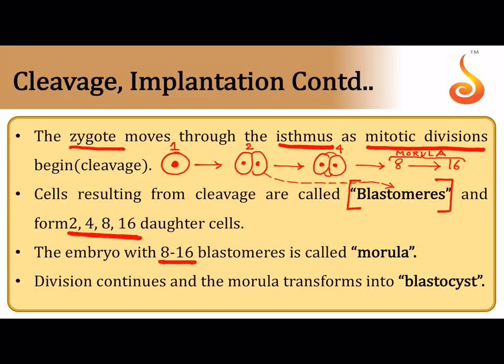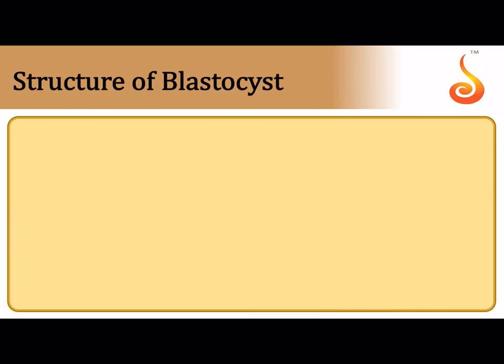Now we had learnt the embryo which has now reached the uterine cavity, which has 8 to 16 blastomeres, is called morula. Division continues, cleavage continues, so that the morula will now have more than 16 blastomeres, somewhere between 32 to 64 blastomeres. And that cell stage is called a blastocyst. I had told you that the blastocyst is a hollow embryo. Okay, so this is the process of cleavage.